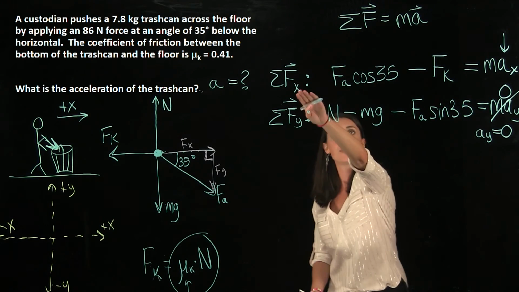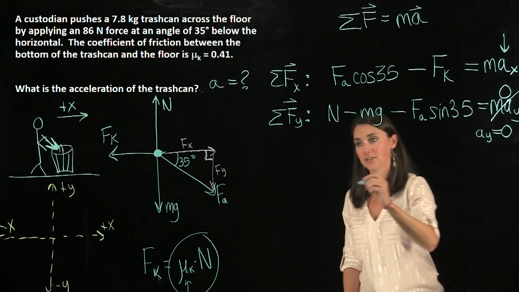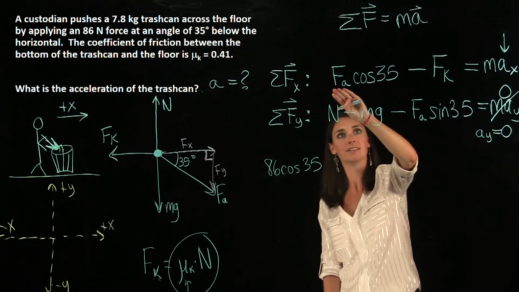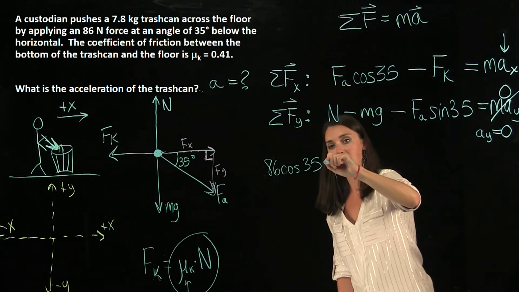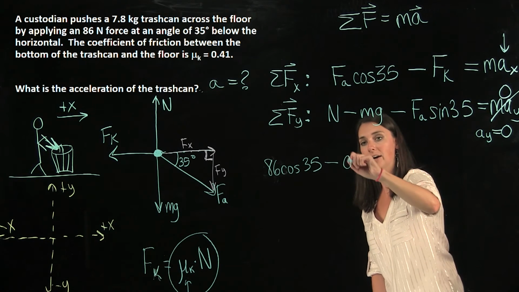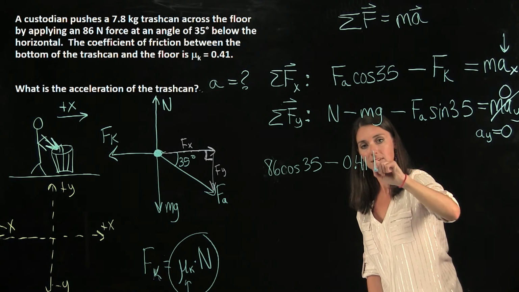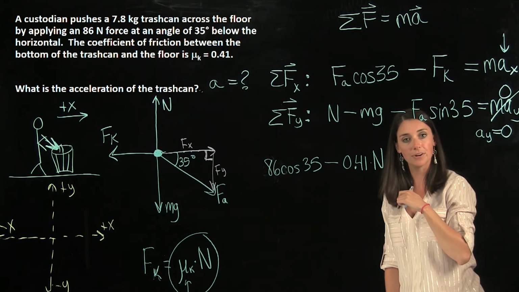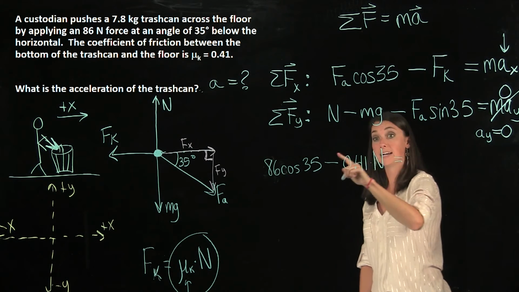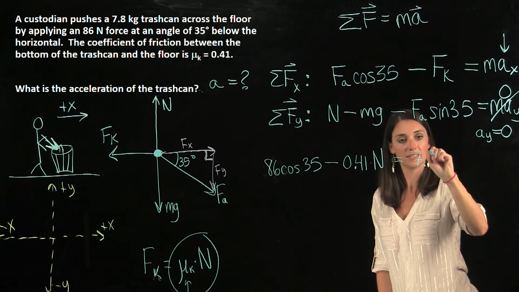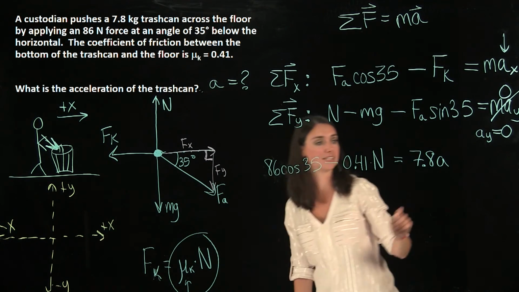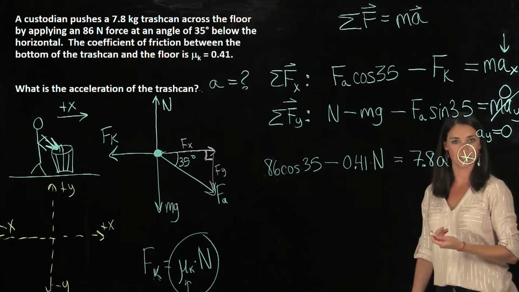So step 5, I'm going to go ahead and plug this intermediate equation into my work, because it's something extra that I can do. So if I rewrite this x direction equation, we've got 86 cosine of 35, that's FA cosine of 35, minus our intermediate equation, which is that coefficient times the normal force. So I'll go ahead and write out our number there, 0.41 times N. We'll leave that as an unknown for now. And then that equals mass times acceleration. Our mass was 7.8, so 7.8 times a. Okay. So now I have one equation here that is a little more detailed. It's got more stuff in it that's useful, more numbers.